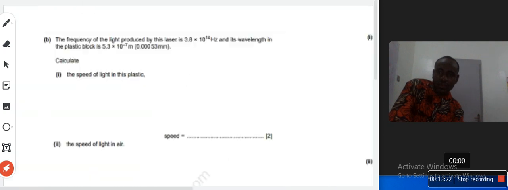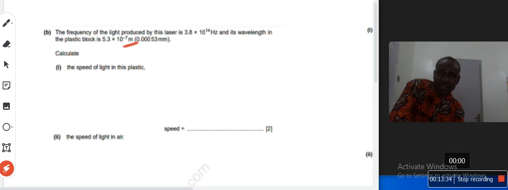The continuation of the question says the frequency of the light produced by the ray is 3.8 times 10 to the power 14 Hz, and its wavelength is 5.3 times 10 to the power minus 7 meters. Calculate the speed of the light in the plastic. Speed is equal to frequency times wavelength, or V is equal to F times lambda.